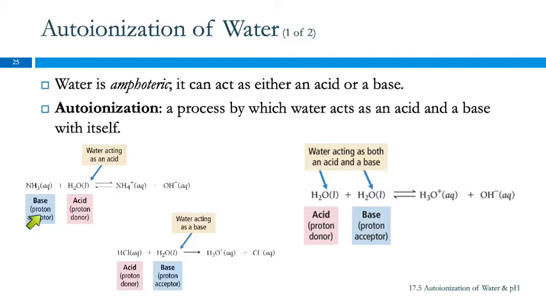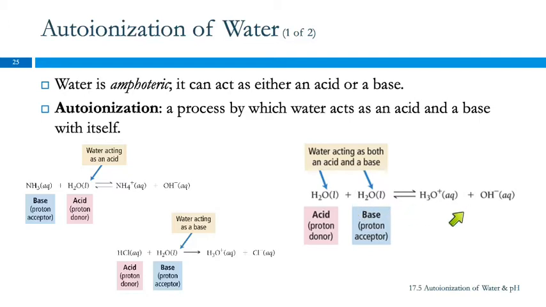So we have seen examples where water acts as an acid. Here it's the proton donor giving a proton to ammonia. Here, water is acting as the base. It's accepting a proton from this acid. But you can also have an acid-base reaction between two water molecules where one acts as the acid and one acts as the base, and you get hydronium and hydroxide ion.